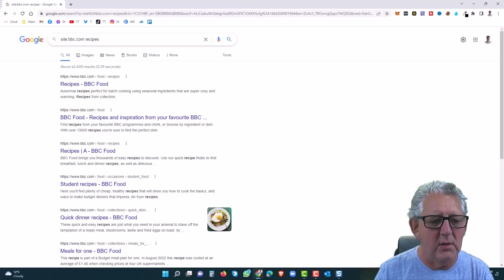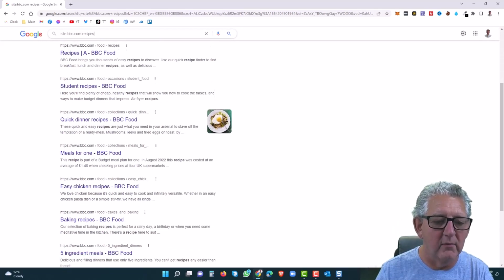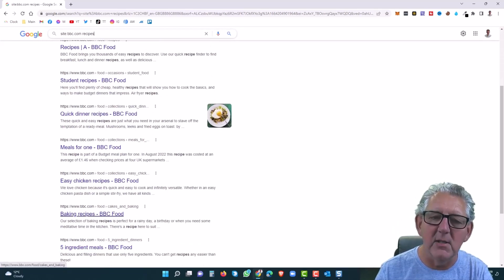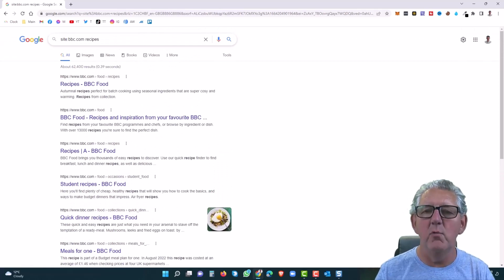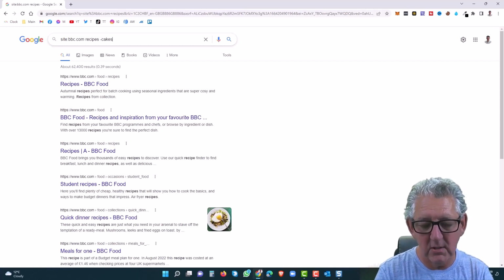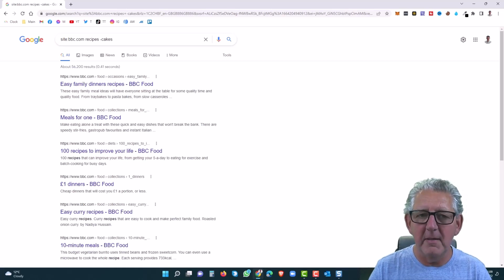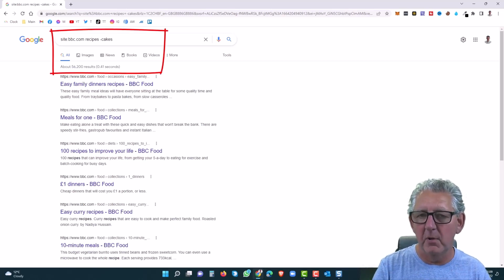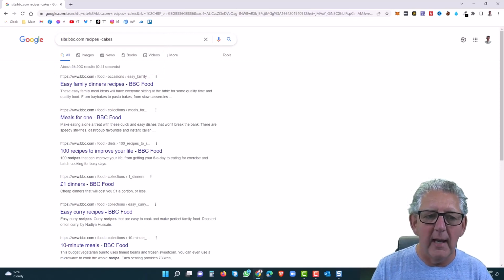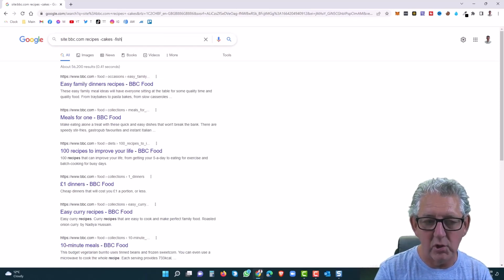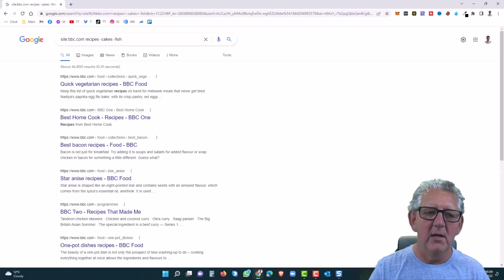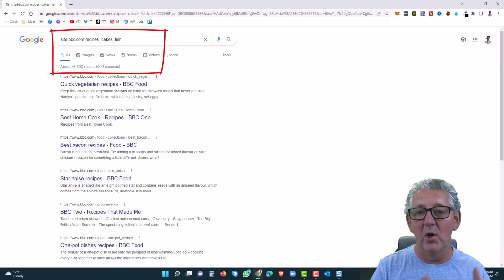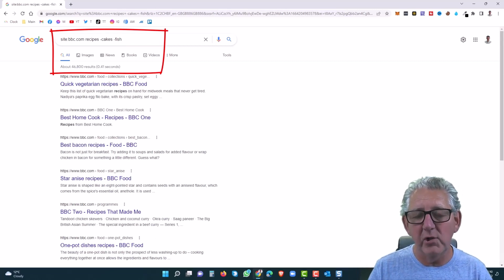Let's have a quick browse. In recipes, we've got food, student food, quick dinners, easy chicken, cakes and bacon. What we can do here is remove certain things. For example, we go minus cakes, and now we have all of the BBC pages talking about recipes but not including cakes. We can extend that further by going minus fish, and now these are all the recipes that are not to do with cakes and not to do with fish.